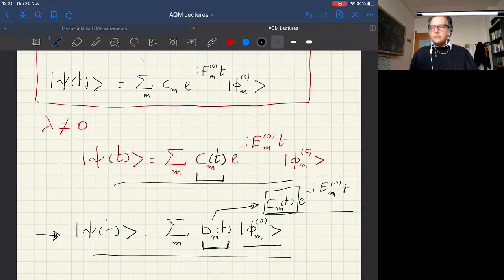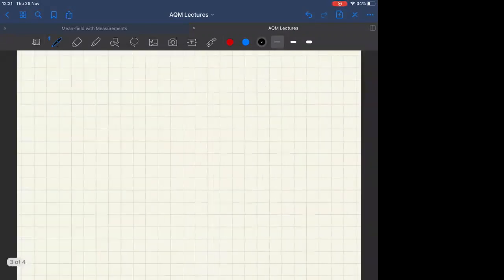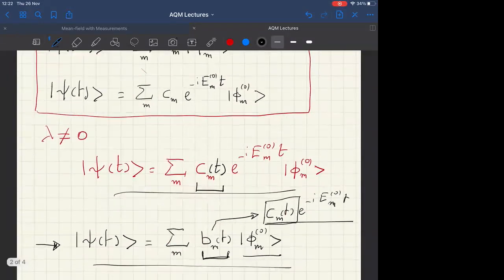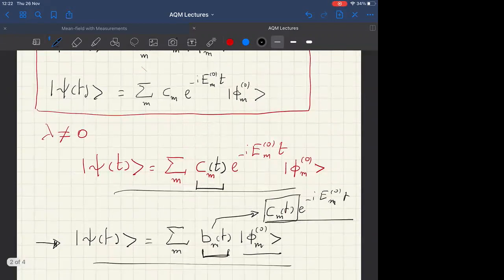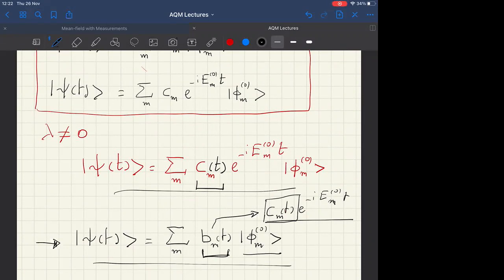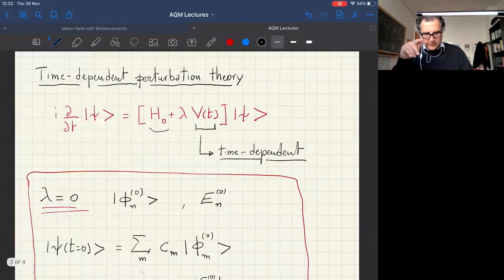Sorry, Professor. Why don't you put the first order correction like psi M1? I have to do it in a second, okay? Just a second. I will go there.